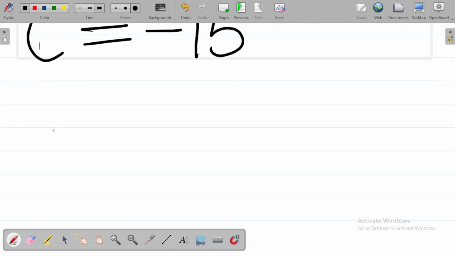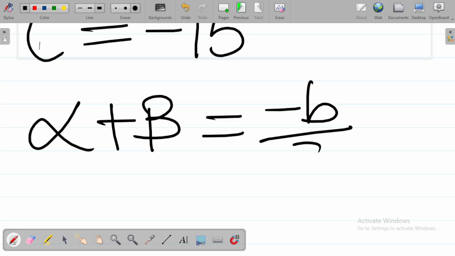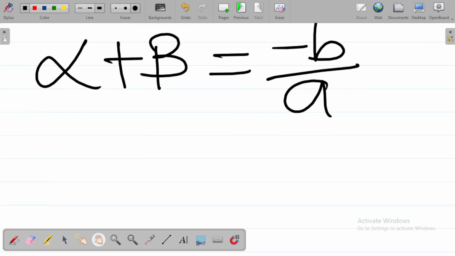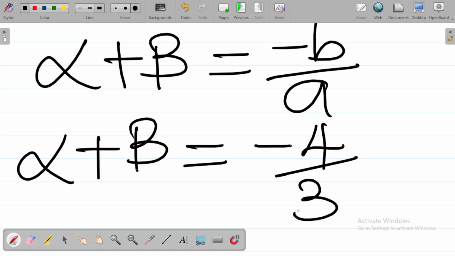Now recall that the sum of the roots of the quadratic equation, which is alpha plus beta, is equal to minus b all over a. So if we substitute into this, we will have alpha plus beta is equal to minus 4 all over 3.